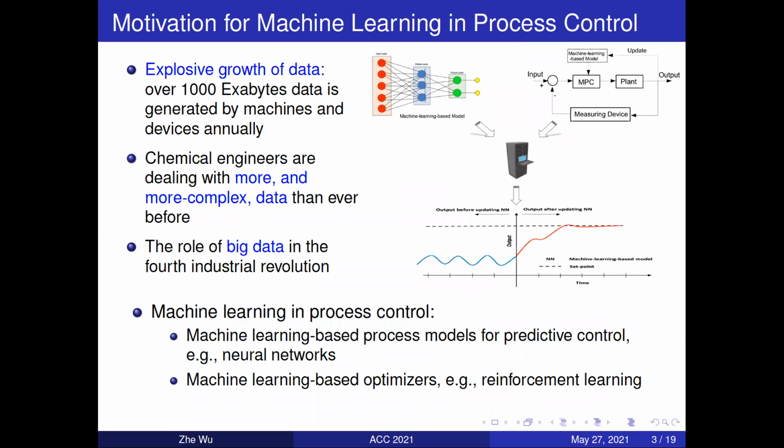Over the past decade, machine learning has become very popular in the process control community. Chemical engineers are dealing with more and more complex data than ever before, and machine learning shows great potential in process control. For example, machine learning techniques such as neural networks can be used to model nonlinear systems for predictive control. Techniques like reinforcement learning can be used to develop data-based optimizers.